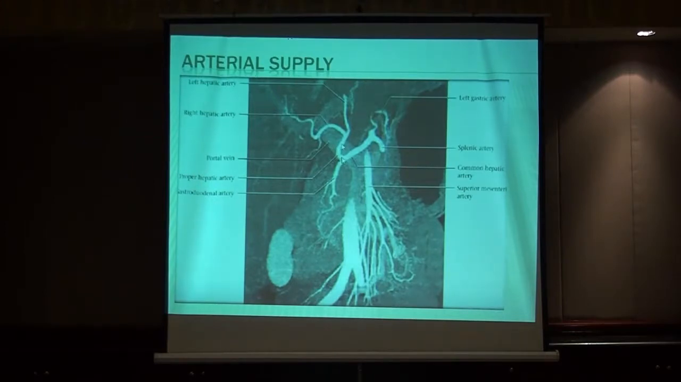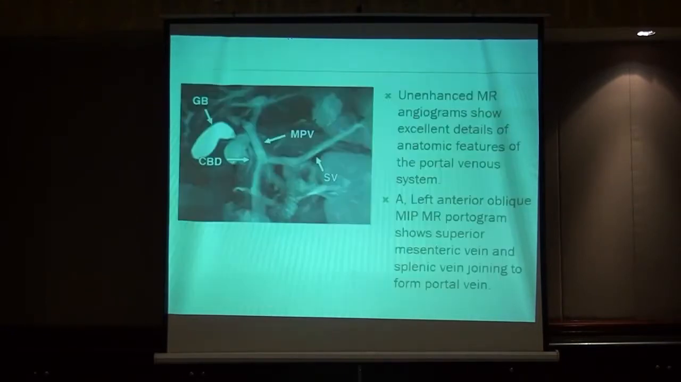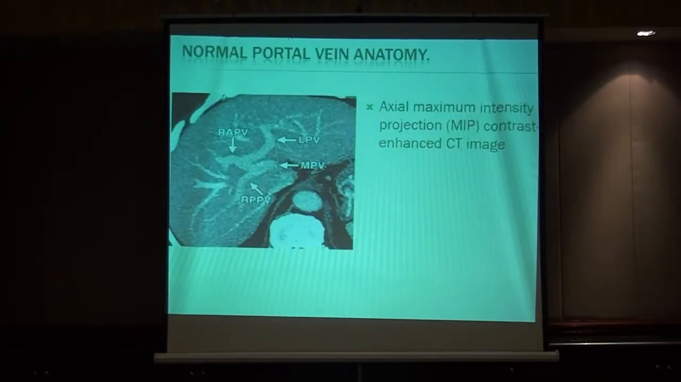The proper hepatic artery runs in the porta hepatis parallel to the portal vein and divides into left hepatic artery and right hepatic artery. The portal system appears where the splenic vein and the superior mesenteric vein run together to form the portal vein, and this appears here in a left anterior oblique maximum intensity projection MR portogram, which shows the superior mesenteric vein and splenic vein joining to form the portal vein.